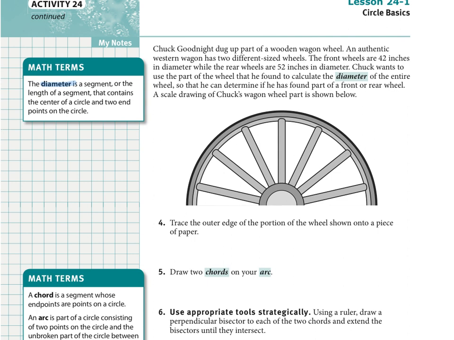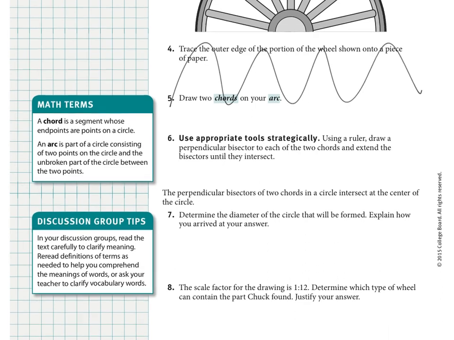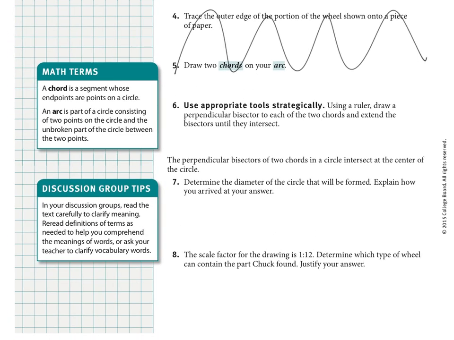So like I said, we're going to skip this paragraph up at the top, and we're going to skip numbers 5 and 6 as well. We're going to scoot on down and look at two more new vocab words over in the margin on the left side. We'll read through those and add them to our word wall shortly. So it says a chord is a segment whose endpoints are points on the circle. So just like a diameter, but it doesn't go through the center. Our next vocab word says an arc. So an arc is part of a circle consisting of 2 points on the circle and the unbroken part of the circle between the 2 points.